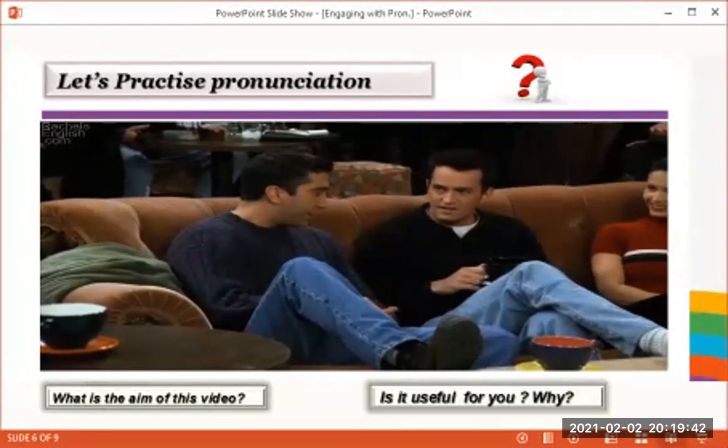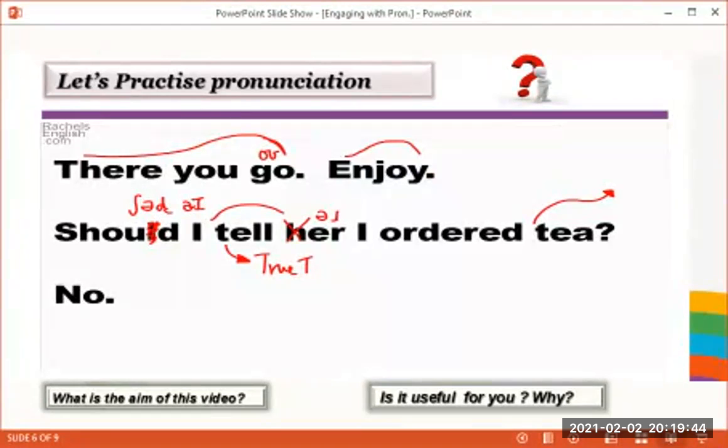Should I tell her I ordered tea? I ordered both a little flatter, lower in pitch. I ordered tea, before the stressed word T. And again, that is a true T because the T there begins a stressed syllable. I ordered. These two words, flatter in pitch, simplified, less clear.